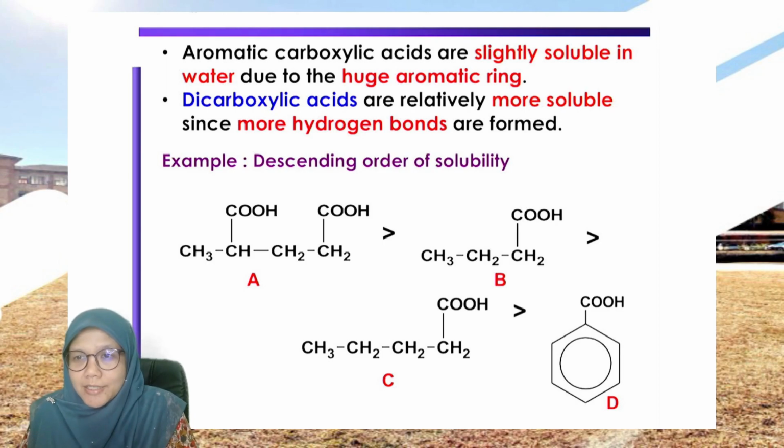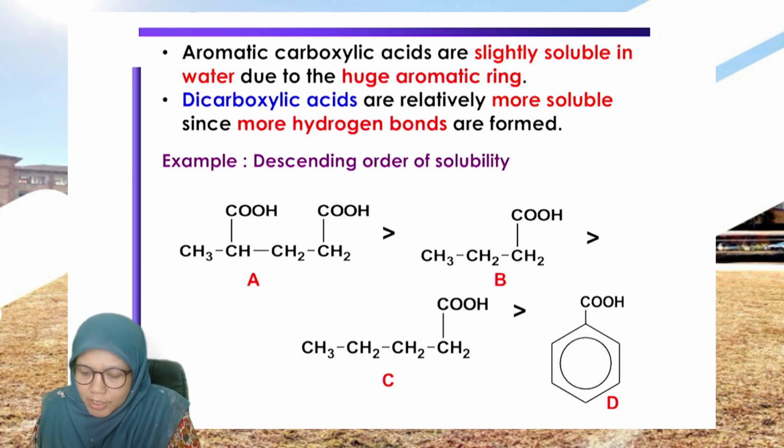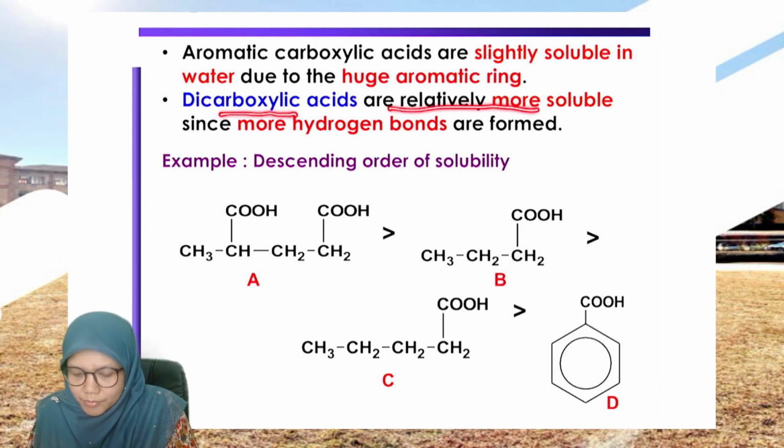Aromatic carboxylic acid are slightly soluble in water. Aromatic slightly soluble, larut tapi larut sikit saja. Kenapa pula? Okay, due to the huge aromatic ring. Kita tahu aromatic ring tu pun sebenarnya alkyl juga, tapi kita panggil aryl kan? Okay, dicarboxylic acid are relatively more soluble since more hydrogen bonds are formed.